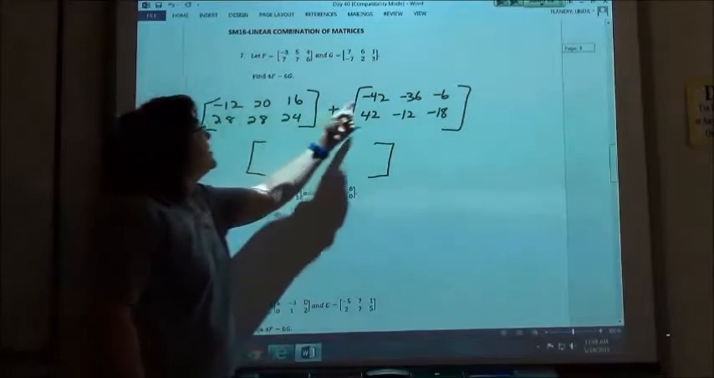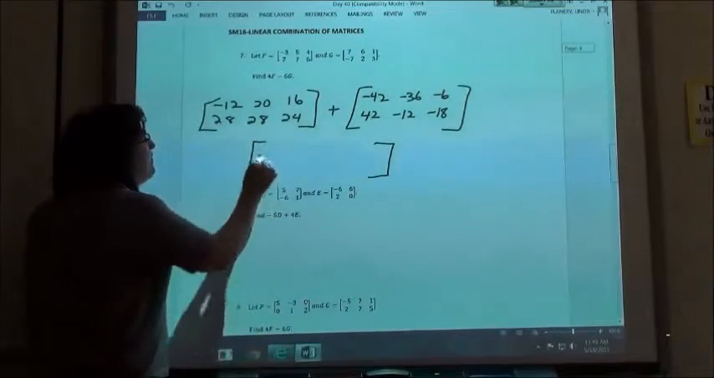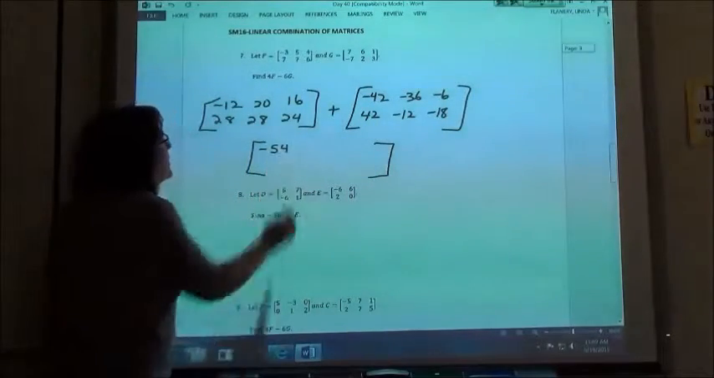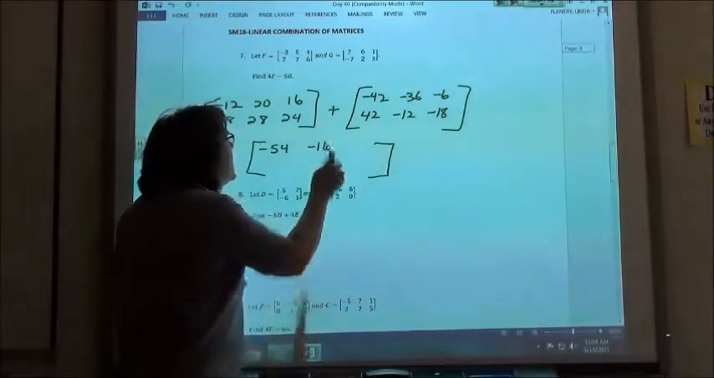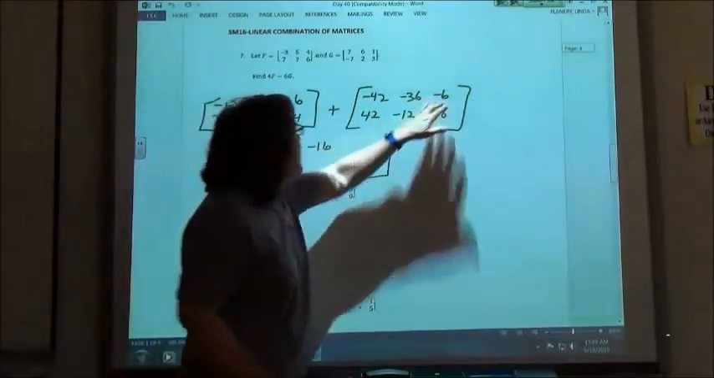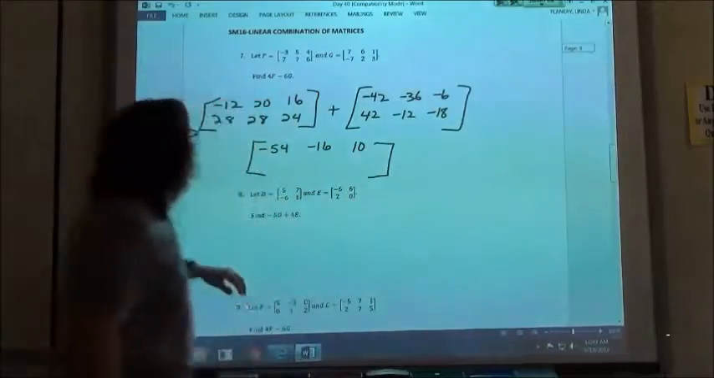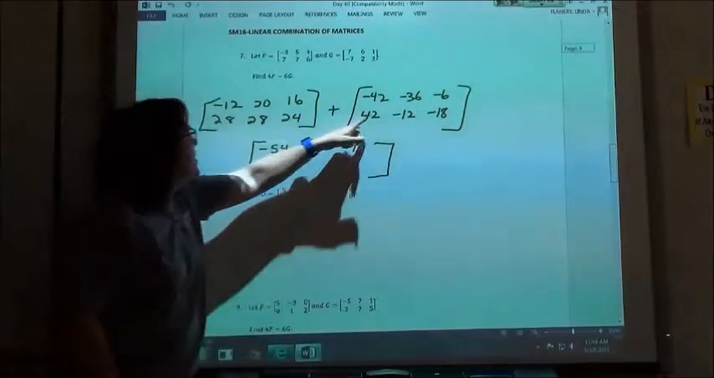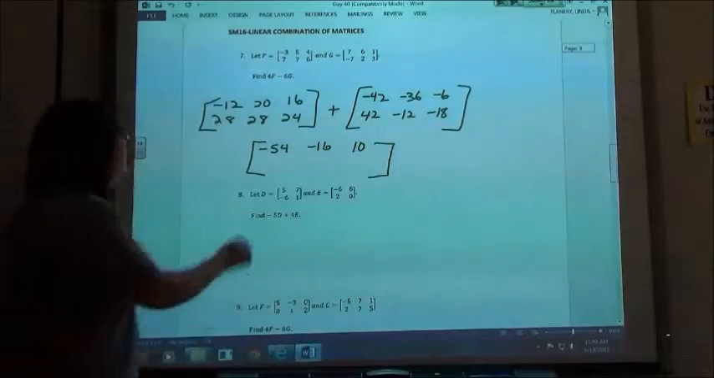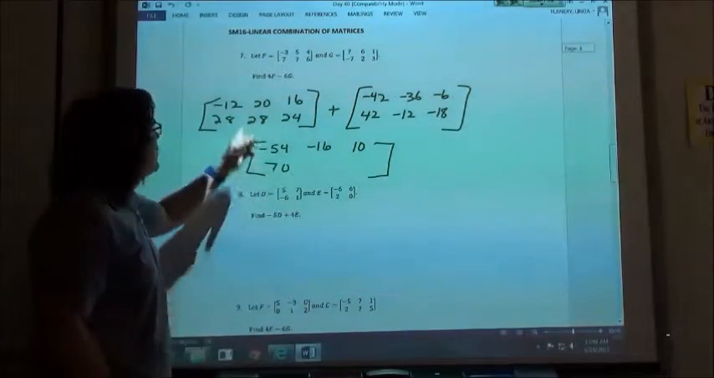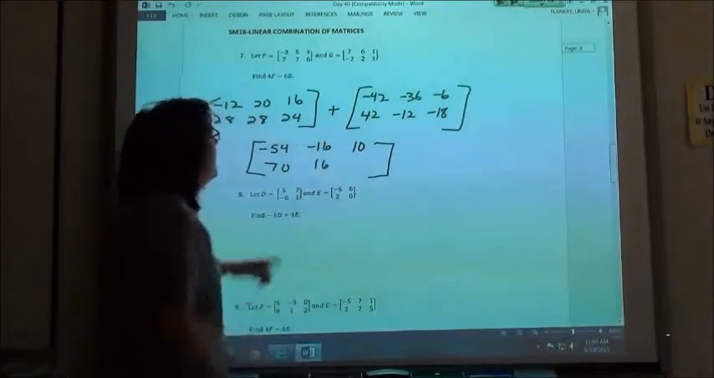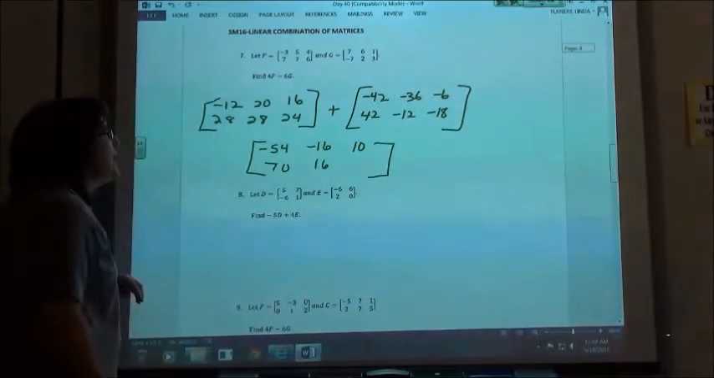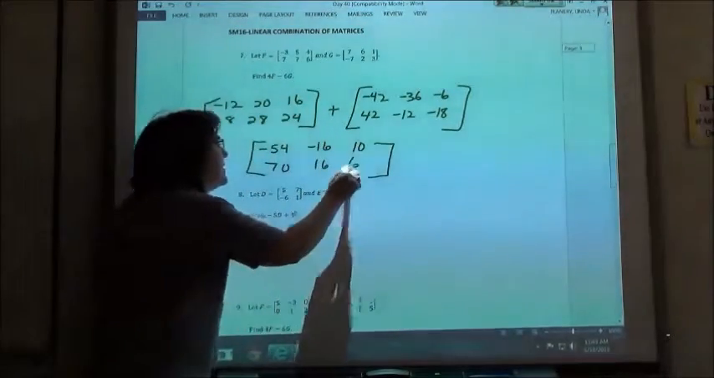Negative 12 plus negative 42 would be negative 54. 20 minus 36 is negative 16. 16 minus 6 is 10. 28 and 42 looks like 70. 28 minus 12 would be 16. And 24 minus 18 would be 6.